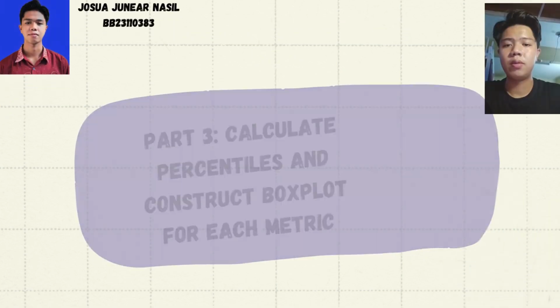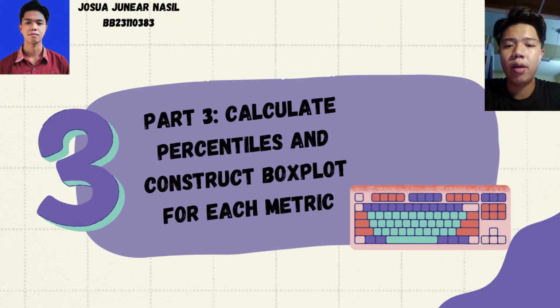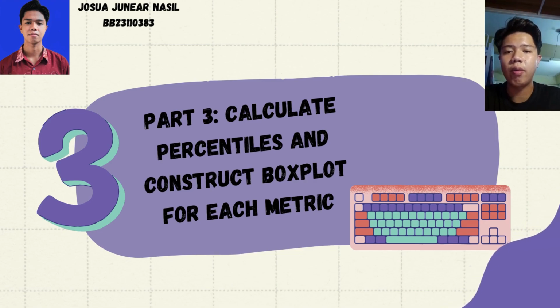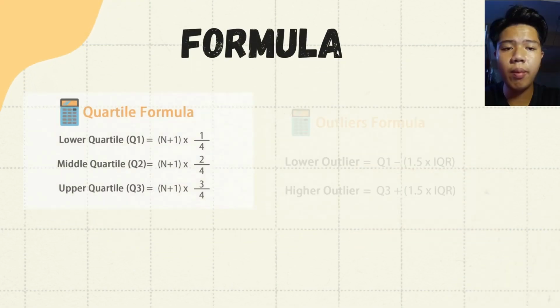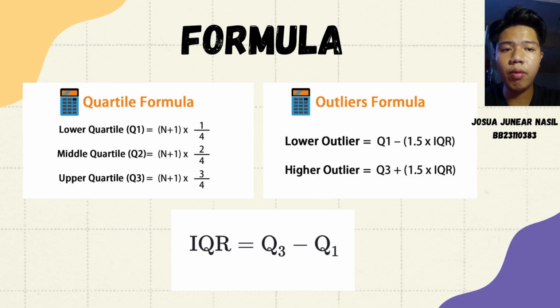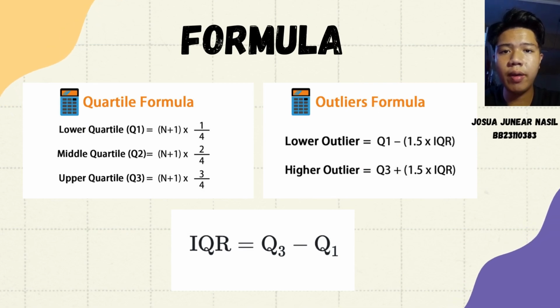orders. Hello, my name is Joshua Junin Nasil. My matric number is BB231103A3. So for this group assignment, I will be doing part 3, which is to calculate percentiles and construct a box plot for each metric. The formula that I will be using to construct the box plot and also find the percentiles.